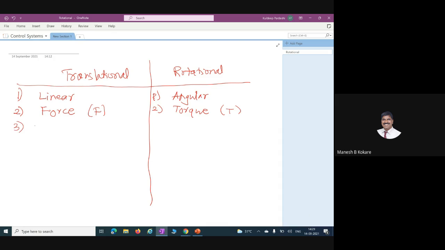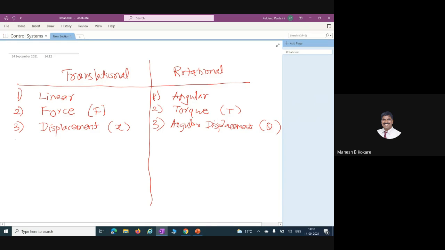Then the third thing is that in a linear or translational system, displacement is represented as x, whereas in a rotational mechanical system, it will be rotating along its own axis. So there will be angular displacement, which is represented by theta.